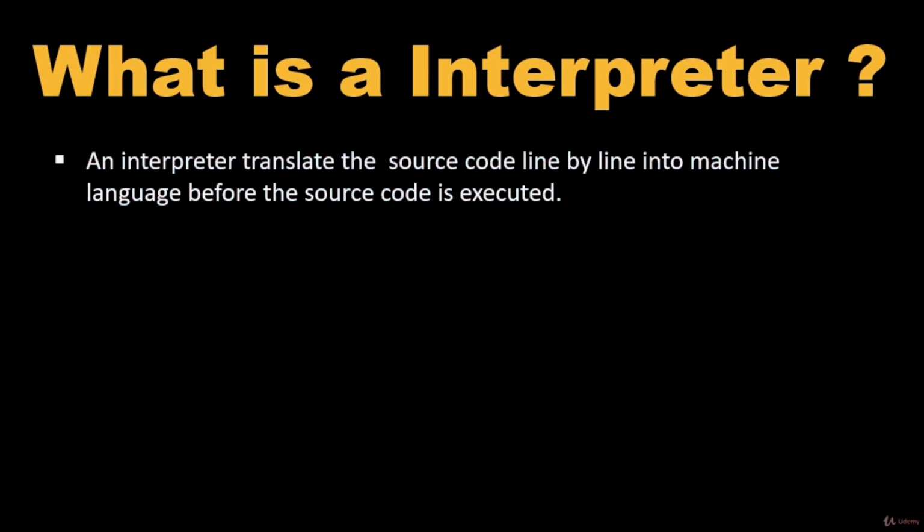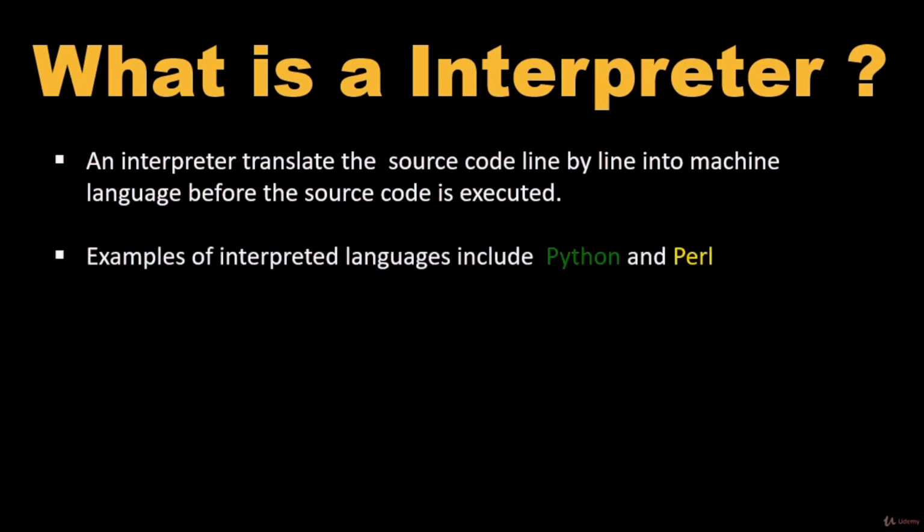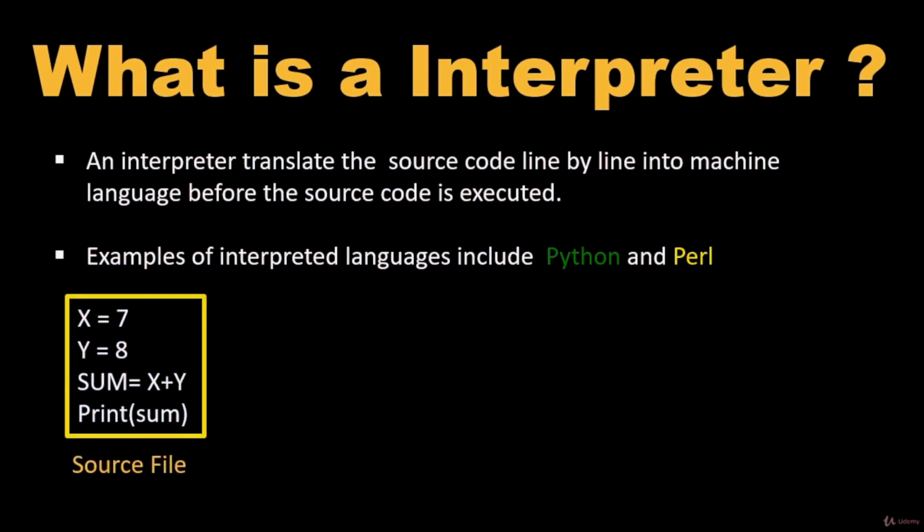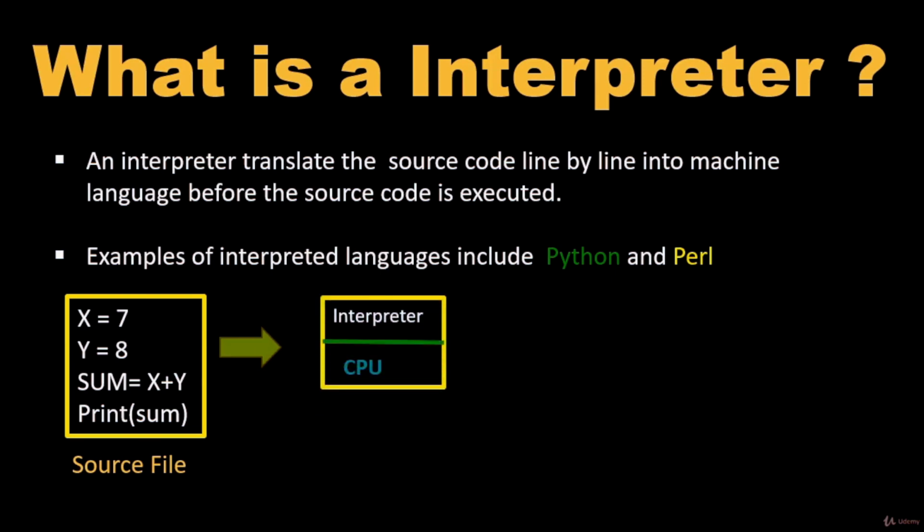Examples of interpreted languages include Python and Perl. So let me show you an illustration of how an interpreter would work. Let's say you have your source file and you have this bunch of code inside your source file. At this stage, the computer would not understand that. So for the computer to be able to interpret what you're saying, you need to use an interpreter. So the way the interpreter works is that it will convert a line at a time.